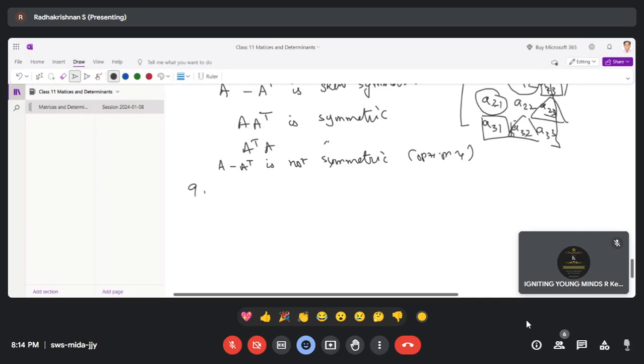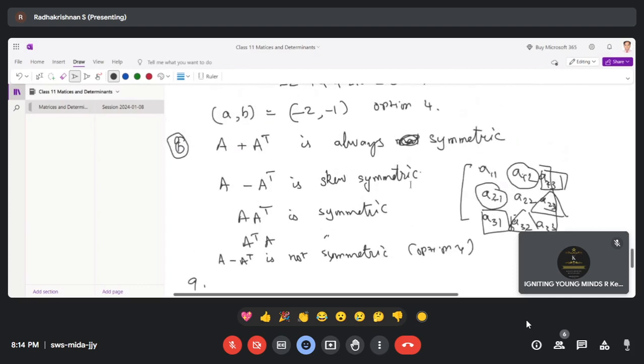Is A plus B a skew matrix? No, sir. A plus B is symmetric, sir. Right, right. Because based on the condition that we wrote before, if A is symmetric and B is symmetric, when you add, the mirror image terms will again be equal, because in the first one it is equal, second one also it is equal.